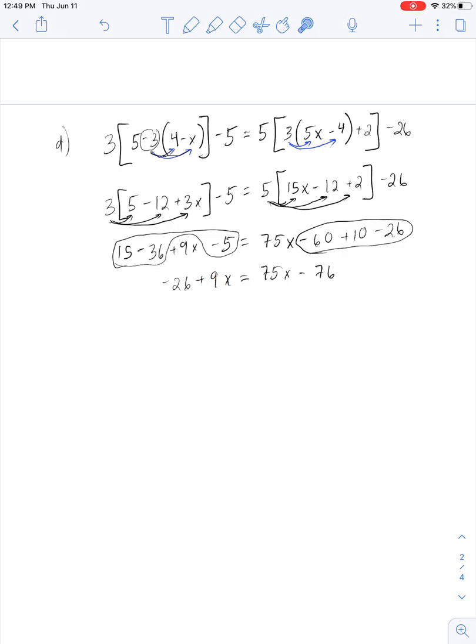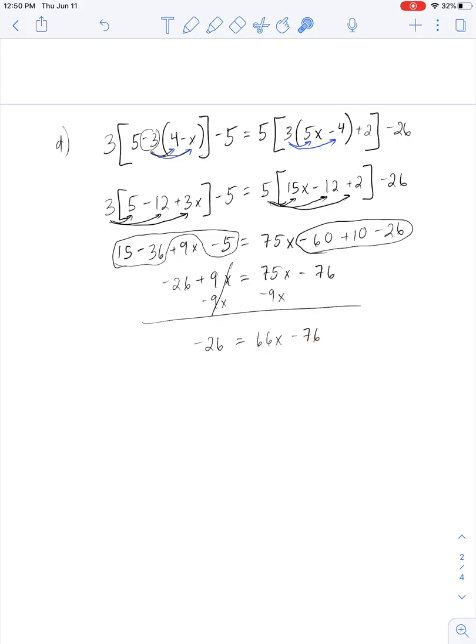I see x here, x there. This is my smaller one, so I'm going to get rid of that. Again, when you have them on both sides, you get rid of the smaller one. Bring down our negative 26. 75 minus our 9 gives us 66x minus 76. We want x by itself, so we've got to get rid of both of these.